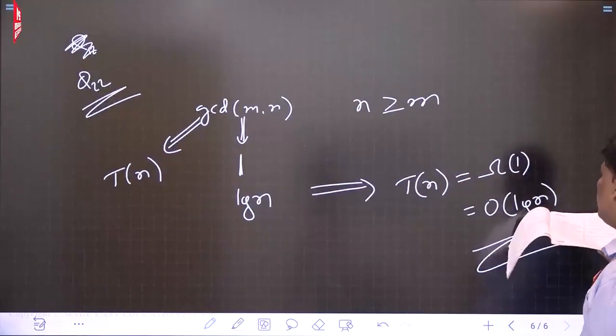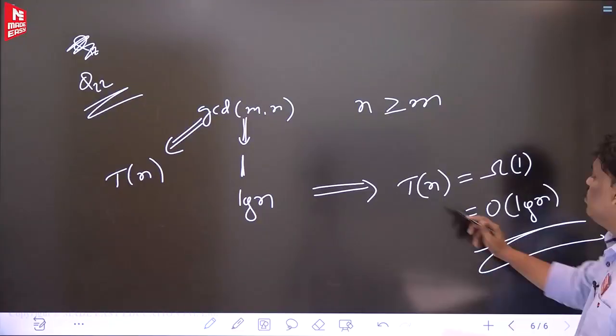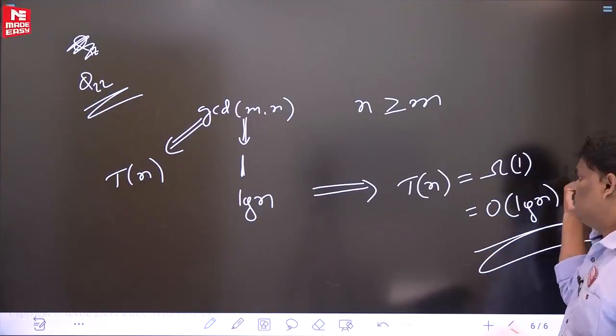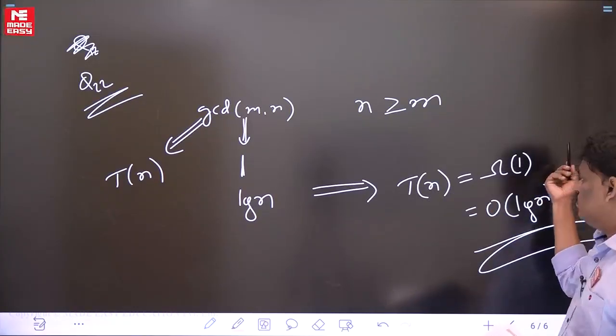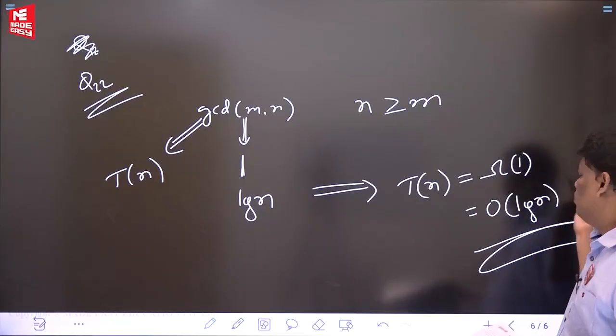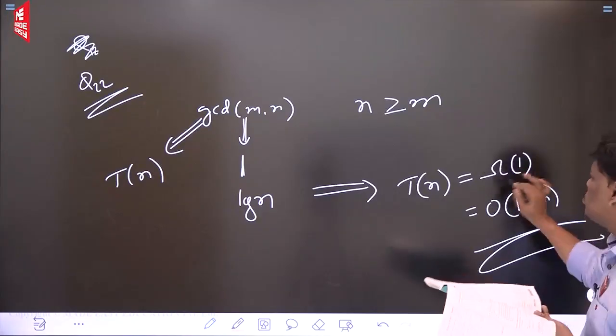No. Big O of log n you can write. Omega of 1 you can write, because it has 1 also. If at all 1 is there, 1 is omega of 1, true. If at all log n is there, log n is omega of 1, true. Next one: if 1 is there, 1 is big O of log n, true. If log n is there, log n is big O of log n, true. So that is the actual answer.